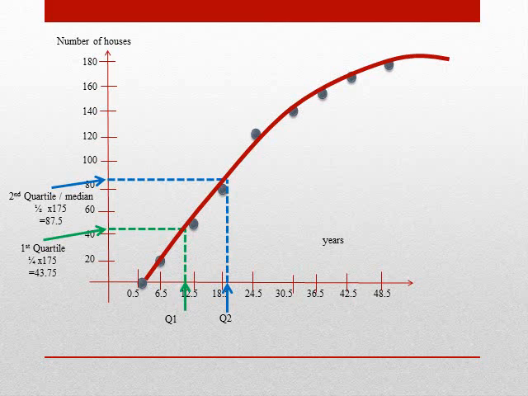The last quartile, Q3. Find out the location first: 3 over 4 times 175, so we get 131.25. So here is the location. Just drag, and this is your Q3.